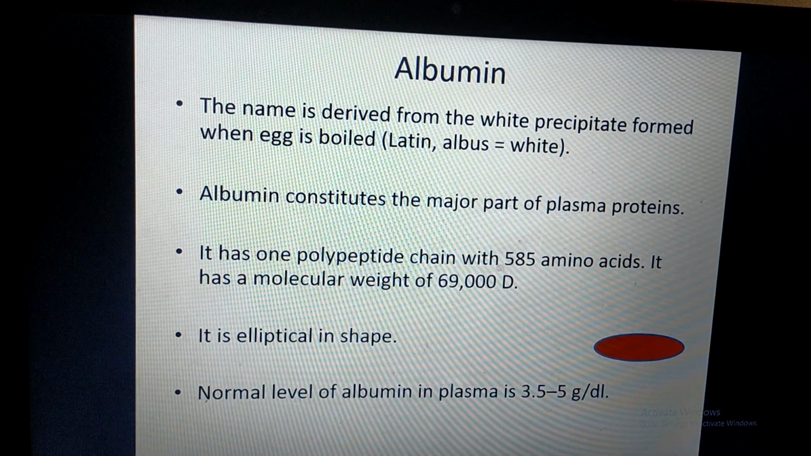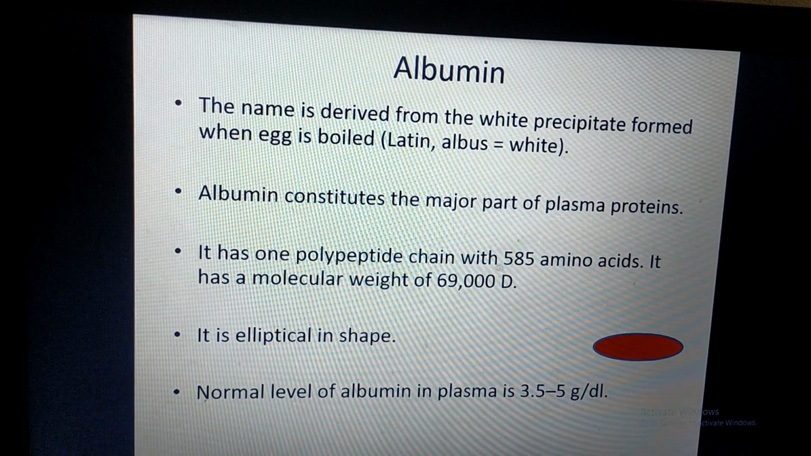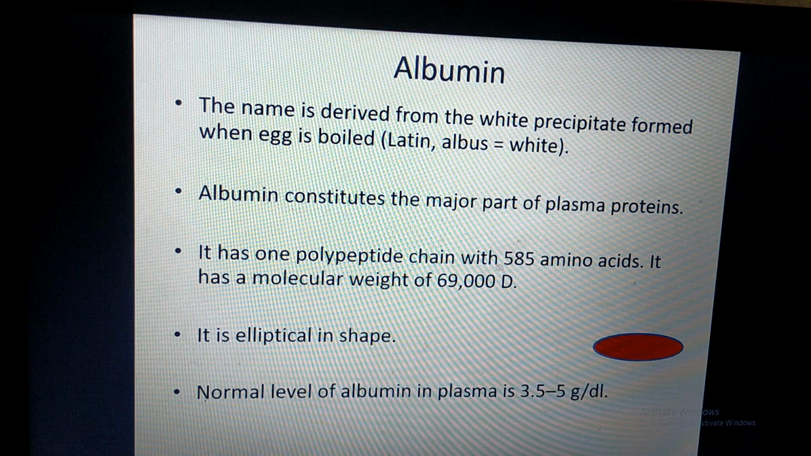First, about albumin. The name albumin is derived from the white precipitate formed when egg is boiled. This word is derived from the Latin word albus, the meaning is white. Albumin constitutes the major part of plasma proteins. It has one polypeptide chain with 585 amino acids and has molecular weight 69,000 Dalton. It is elliptical in shape. The normal level of albumin in plasma is 3 to 5 grams per deciliter.